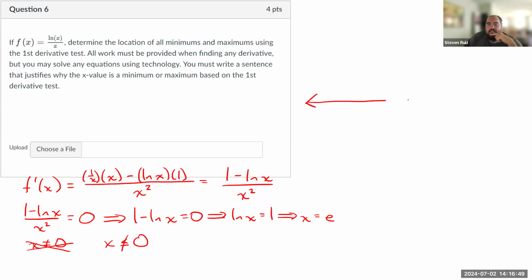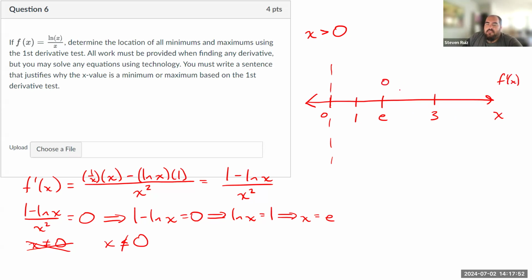So that actually helps me organize my sign chart a little bit. 0 is going to be the far left of my sign chart here. So, which means the only critical point I have to worry about is e. So from 0 to e. So basically, what's my domain? My domain is x is greater than 0. The only critical point I found was e, which means I have to choose two test points. One between 0 and e, and one bigger than e. I'm going to choose 1 between 0 and e. And bigger than e, I'm going to choose 3. So at e, I know the first derivative, f prime, was equal to 0. What about at 1?